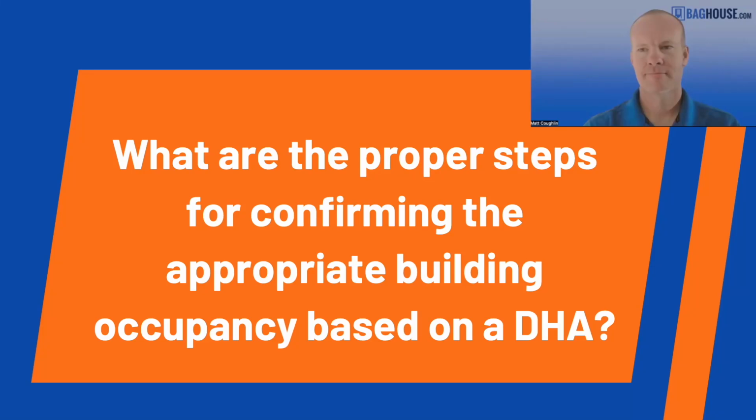So I looked at this question beforehand. I had to go do a little bit of digging to get a good answer. There's two things they're talking about here: the building occupancy requirements, basically an architectural standard, IFC tables. And then you have the DHA.